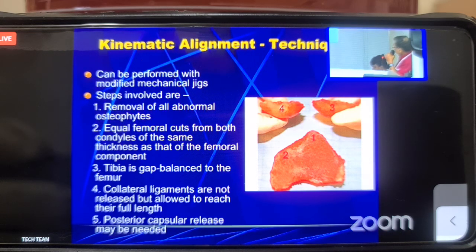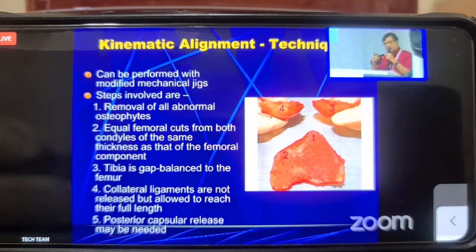Also, that's how you do the femur, and then the tibia is gap balanced onto the femur. Collateral ligaments are not released, but allowed to reach their full length. The posterior capsular release may be needed. That is to correct the FFD. But the important thing is you do not do any collateral ligament releases.